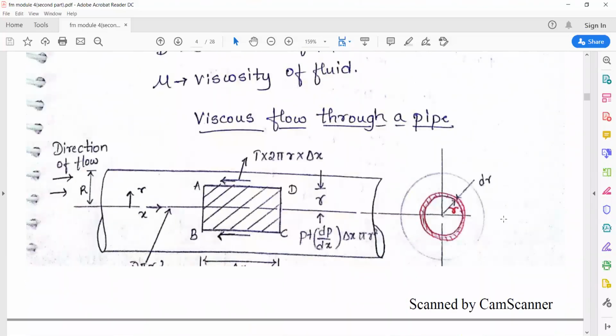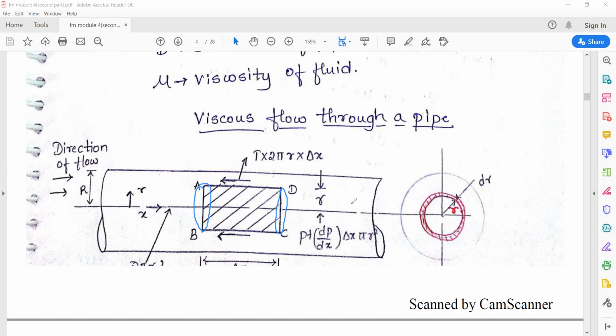Okay, so while deriving, here you can see in the diagram, there is a circular pipe. For analysis purpose, a circular pipe is considered, through which viscous fluid is flowing, and a circular fluid element will be considered. So this is the circular fluid element. For analysis purpose, a small circular fluid element is considered in the viscous flow, right?